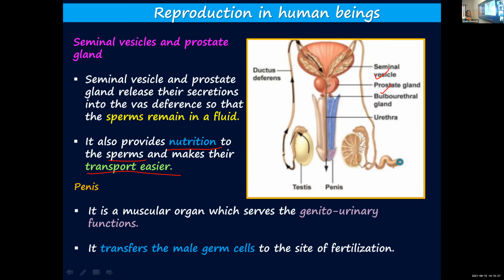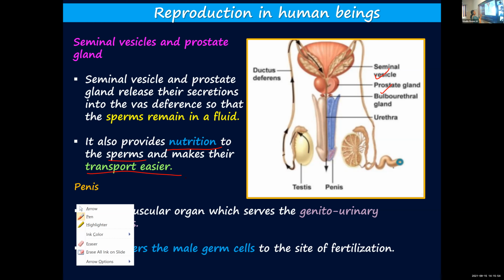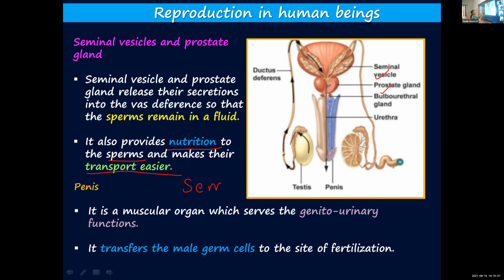Once again, seminal vesicles and prostate gland release their secretions into the vas deferens, and as a result, the sperms will remain in a fluid. What are the advantages of having this fluid? It will provide nourishment to the sperms and enables them to move easily. And sperms, along with this fluid, you call it as semen. So semen is the name for this fluid along with the sperms.